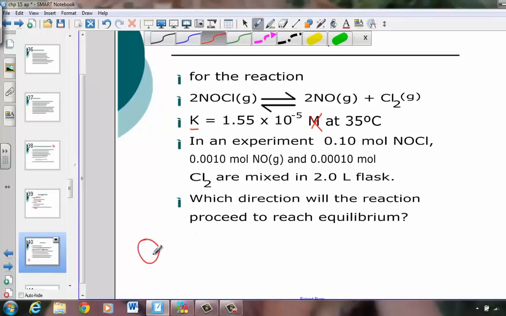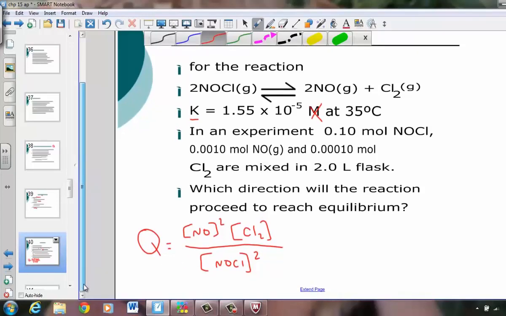Well, let's begin with an expression for the reaction quotient. The reaction quotient is calculated exactly the same way, except it's not called a K because we're not at equilibrium, we're on our way. So the concentration of our product, which would be NO, squared due to its coefficient of 2, times the concentration of chlorine, Cl2, to the power of 1, set over the concentration of NOCl, which would be squared due to its stoichiometry, a 2 to 2 to 1 ratio.